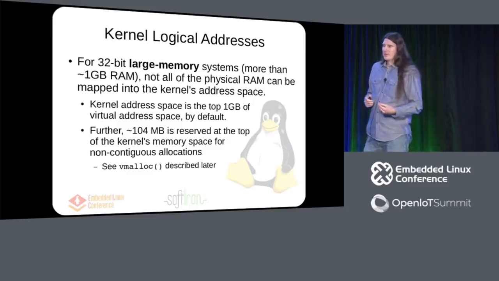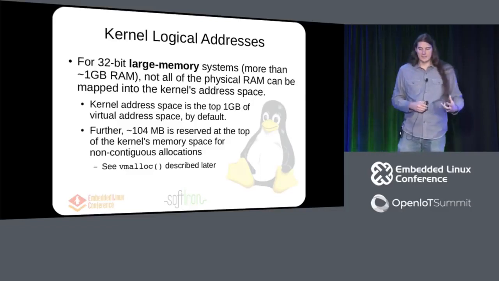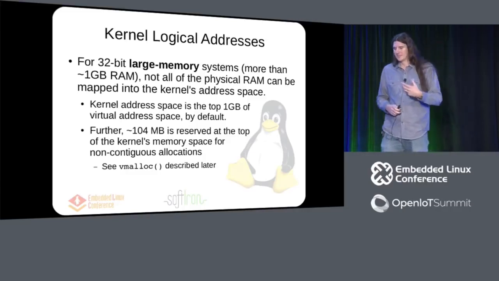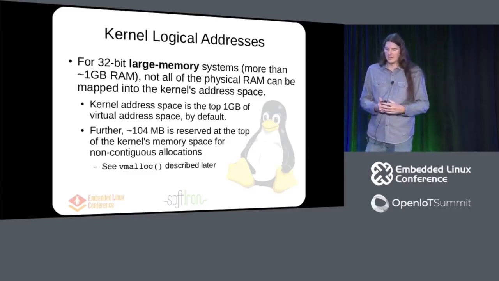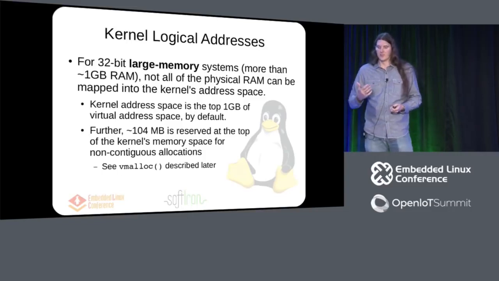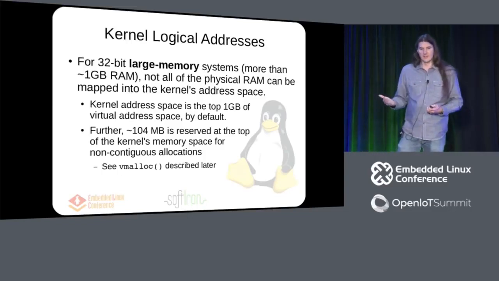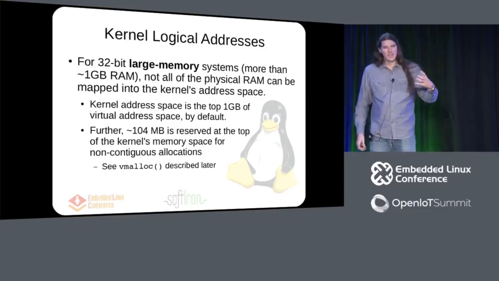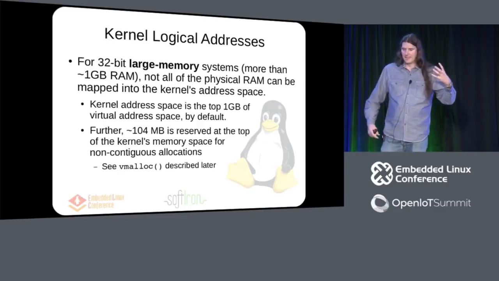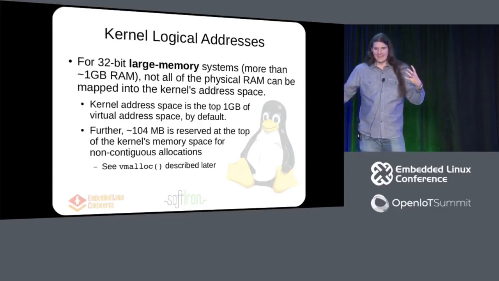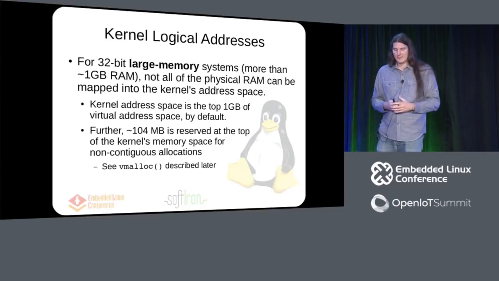So let's talk about large memory systems. On a 32-bit large memory system, and in this case we're talking about a system with more than about 1 gigabyte of RAM, not all of the physical RAM can be mapped into the kernel's address space. Because if we only have 1 gigabyte of kernel address space, and we have more than 1 gigabyte of RAM, it can't all be mapped. We just don't have enough address space for that.